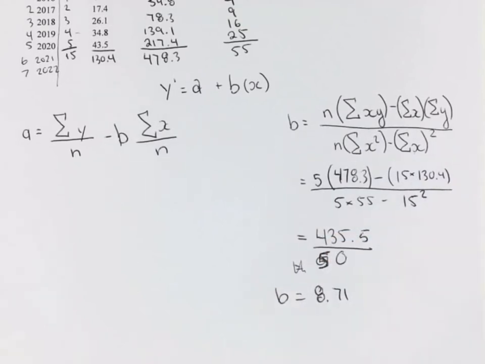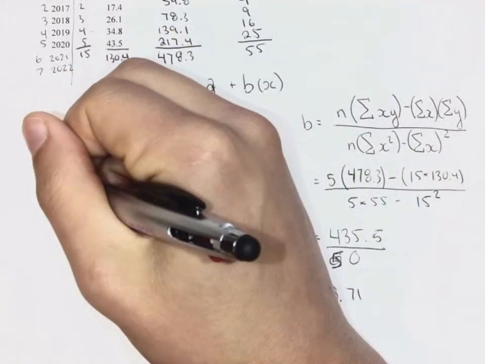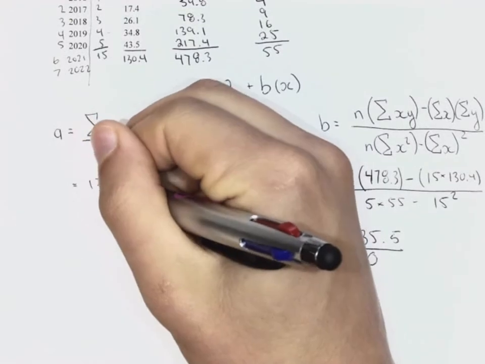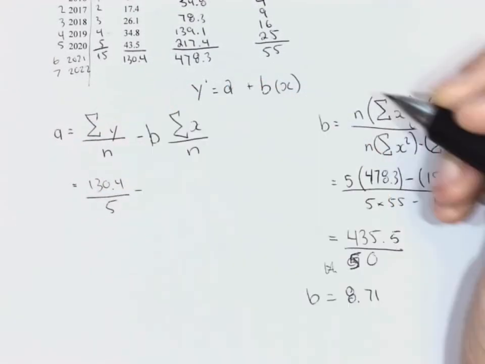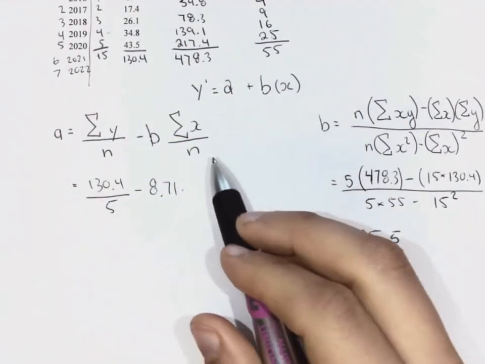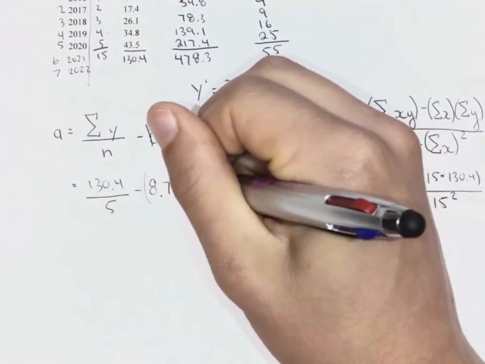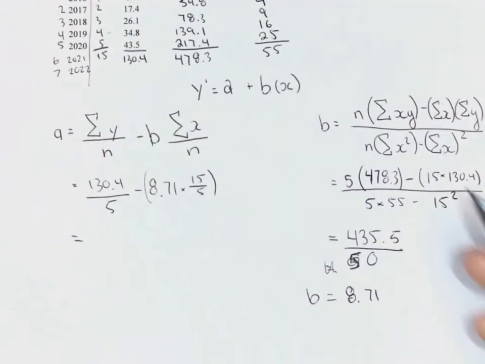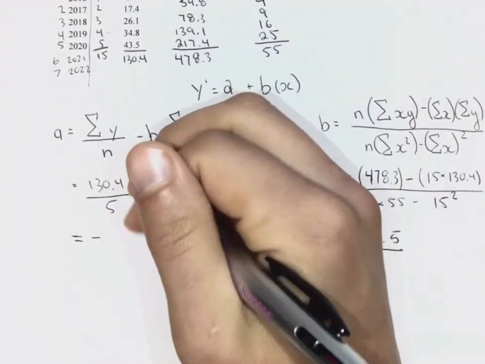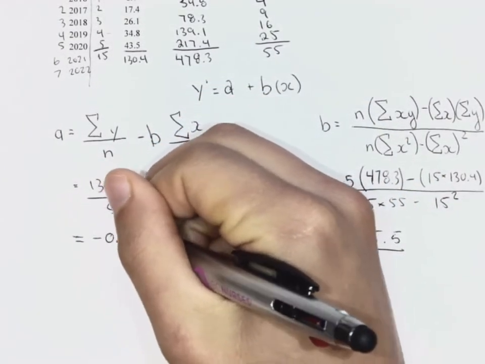We can use that now to solve A. Sum of y, 130.4 over 5 minus 8.71 times the sum of x, 15 over 5. And A is negative 0.05.